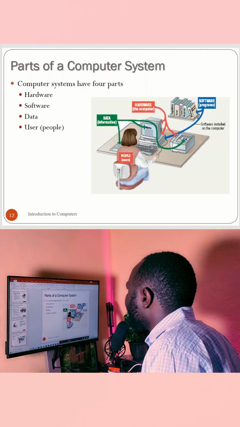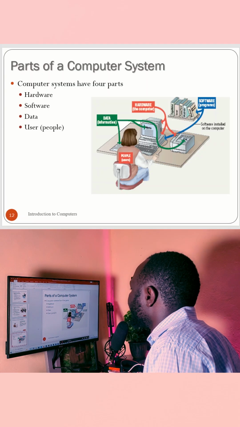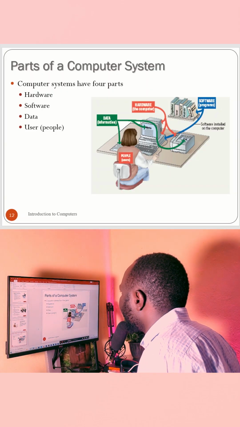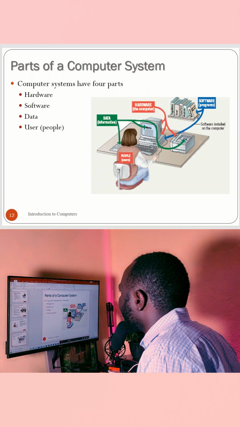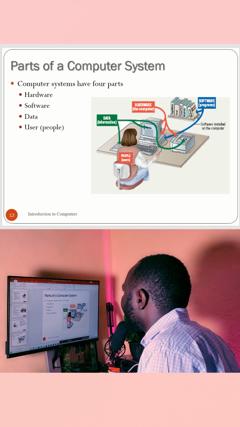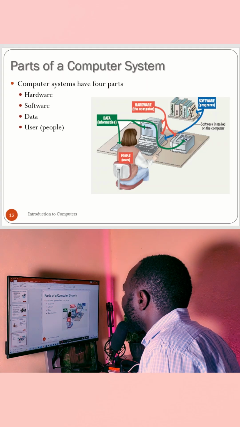Just like when they are talking of a human system, a system in the human body is different from when we are talking about parts of the body. Parts of the body here, we have the head, we have the nose, we have the arms, name them. But when we are talking about a system, it becomes more complex than just naming the parts.